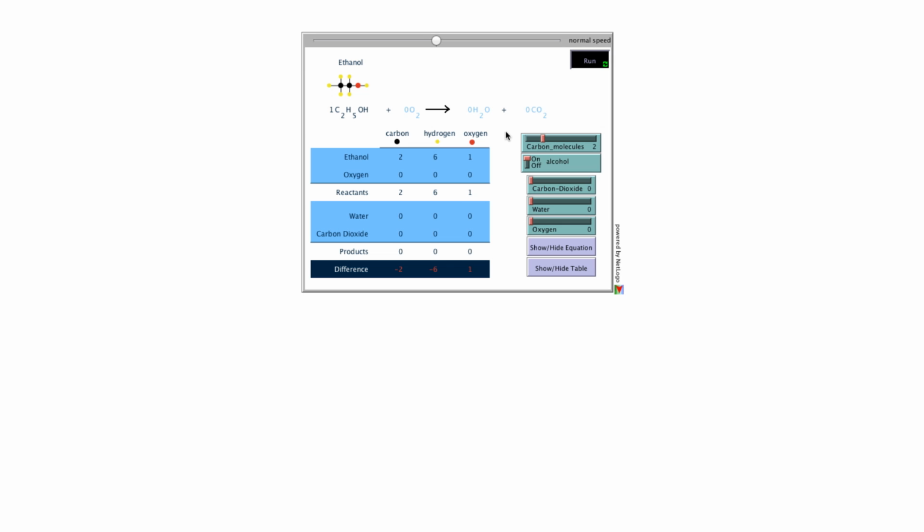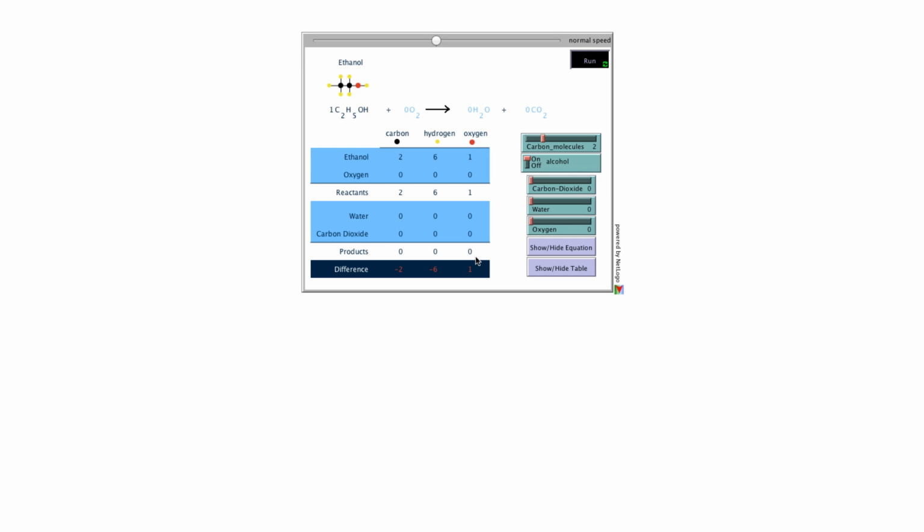In the table, we see only what is present in the hydrocarbon. In this case, we have ethanol with 2 carbons, 6 hydrogens, and 1 oxygen atom. These same values are shown as the sum of the reactants. With no water or carbon dioxide, the sum of the product atoms is 0.